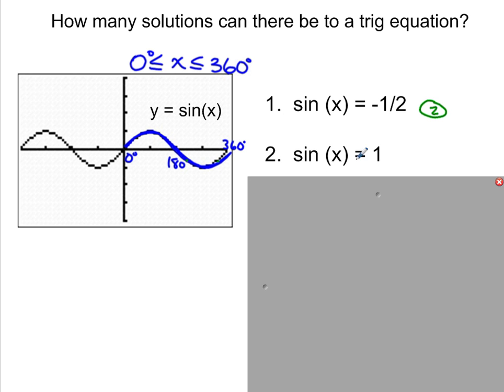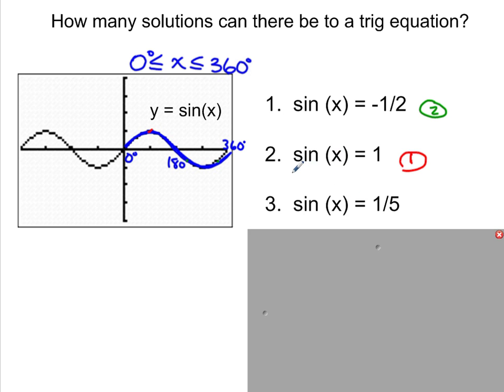Try the next one. How many times is that graph equal to 1 within 0 to 360? Hopefully you identified, well, just one place. All right. How many times is it equal to 1/5 on that graph? Well, 1/5 is like 0.2 or so, so maybe right there on the way up, and then there on the way down. So I see two places.